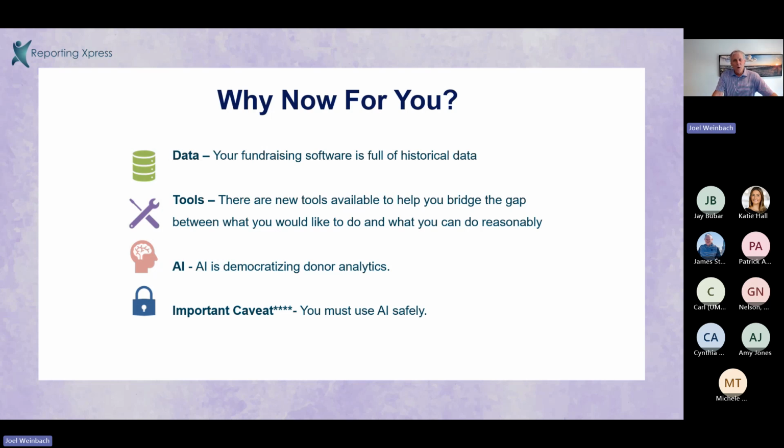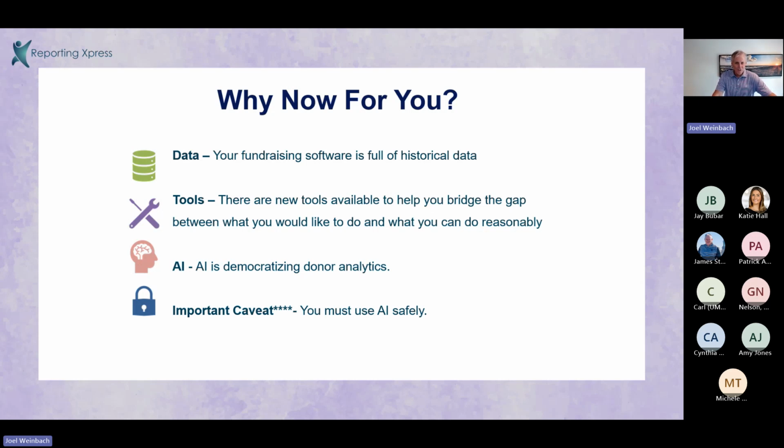First question you might have is, why now? It is a really good time to be thinking about getting more out of your data. Your fundraising software is full of historical data. And while that's always been the case, the tools that are available now are better than ever to help you bridge the gap between what you would like to do and what you can reasonably do with your data to impact your fundraising. AI is democratizing donor analytics. Things that used to require teams of PhD machine learning experts and all kinds of IT infrastructure can now be done pretty easily. There is one important caveat: you must use AI safely.